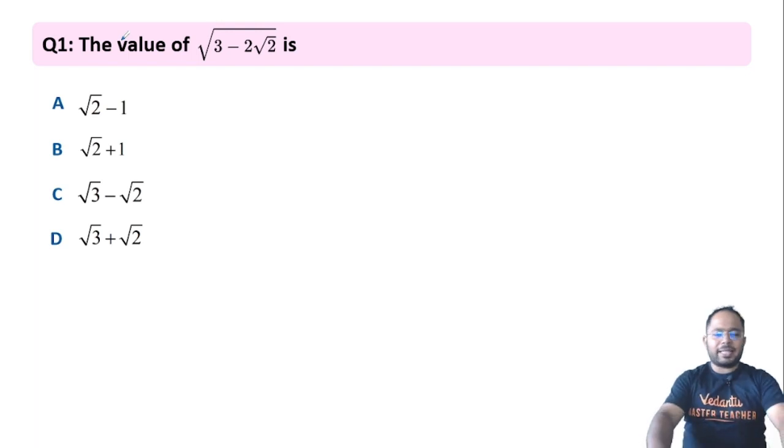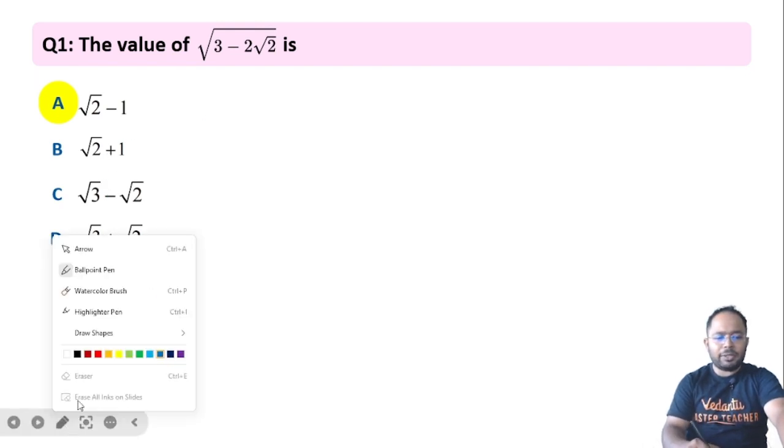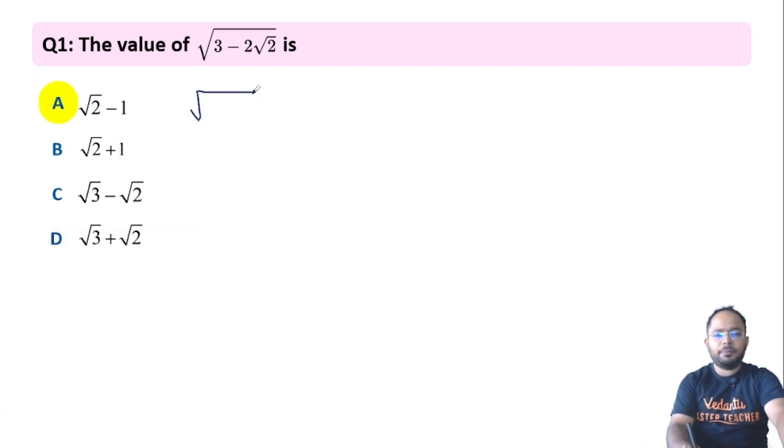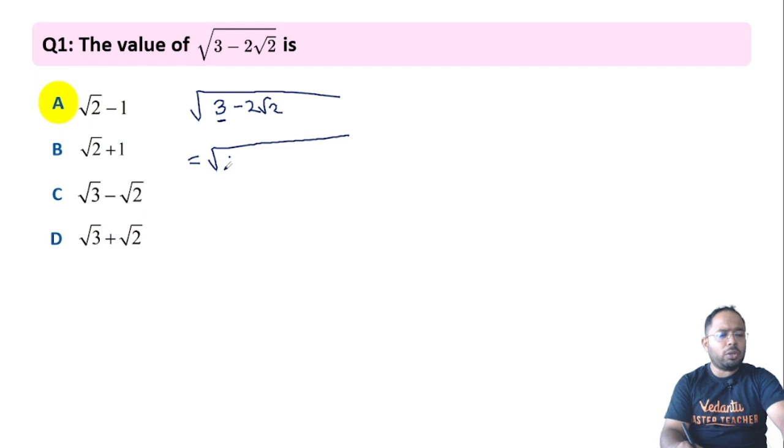Alright, so let's see the answer. A, that's root 2 minus 1. Okay, how come this answer? Let's look with another. Yes, 3 minus 2 root 2. Now, from here, what we can do is break down this 3. Why do we break it down? In order to get some formula, some identities formation.